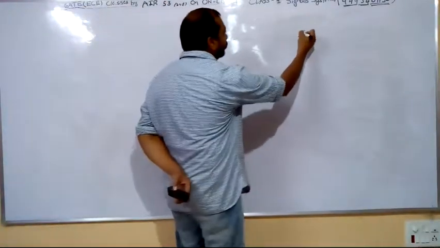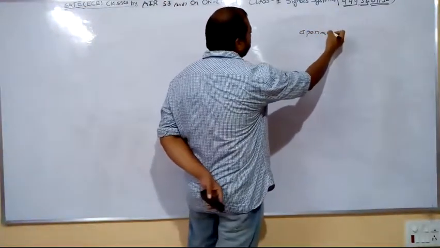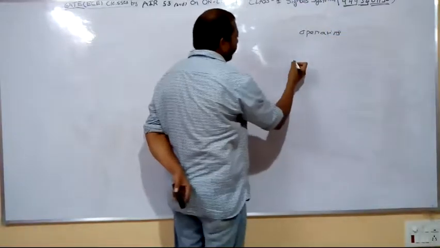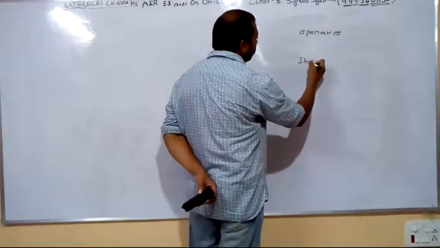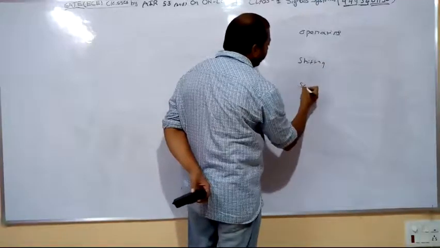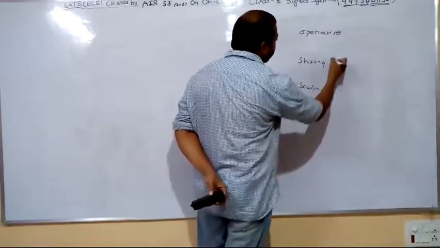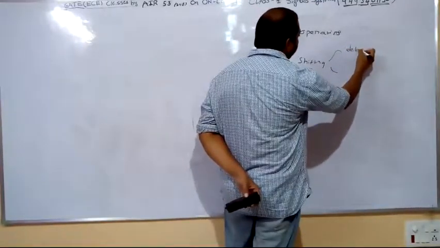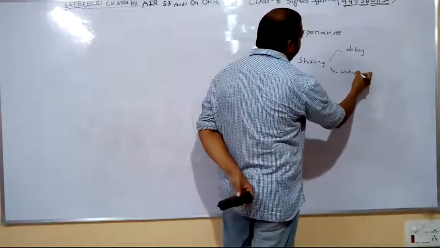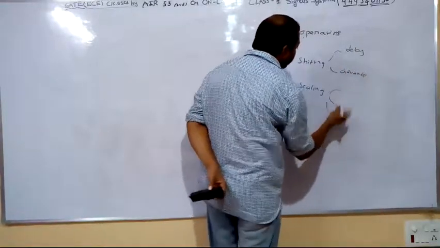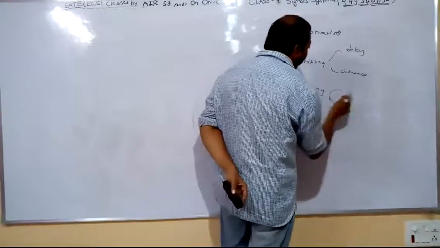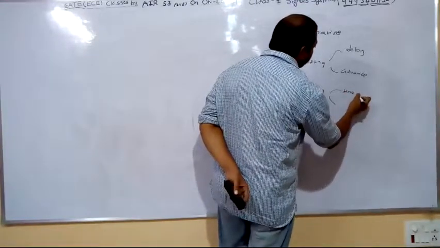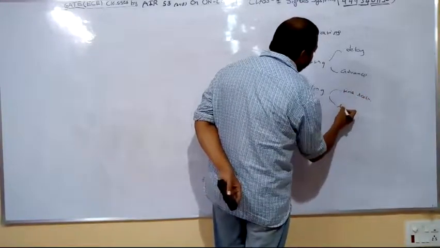Operations of signals. There are two types of operations: one is shifting and the other is scaling. In shifting we have two types: delay and advance. Very easy topic. In scaling we have time scaling and amplitude scaling.